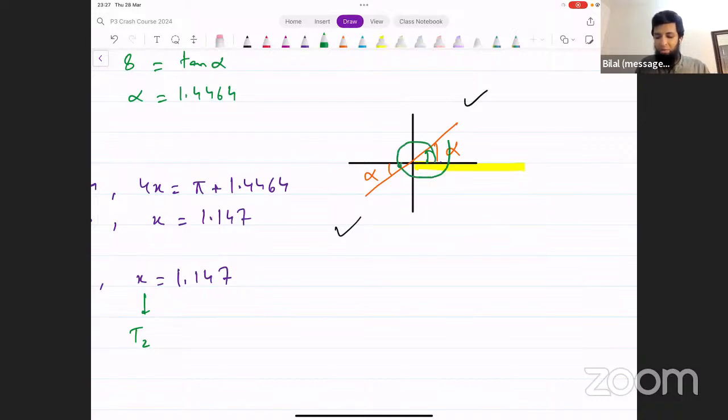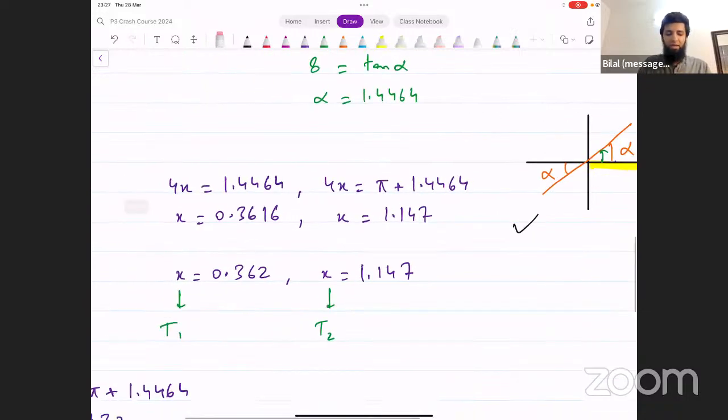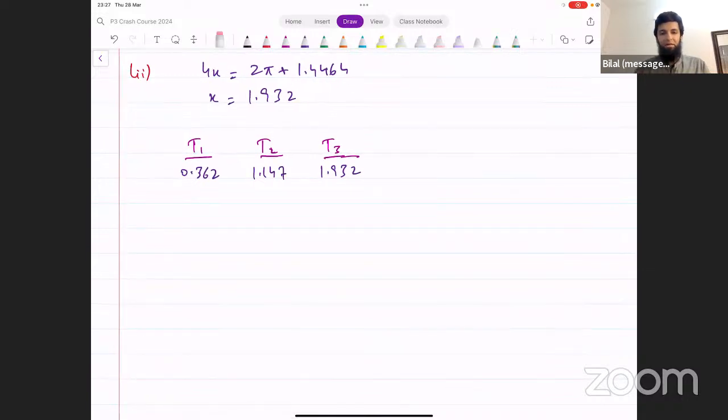Then you add pi more to get the next one. You add pi more to get the next one. You add pi more to get the next one, right? So the angles are coming like this. You're adding the same number again and again. And then that angle is 4 times x, so we divide by 4 at the end as well. But the idea is we are adding the same thing over and over again to get the next x coordinate of the stationary point.